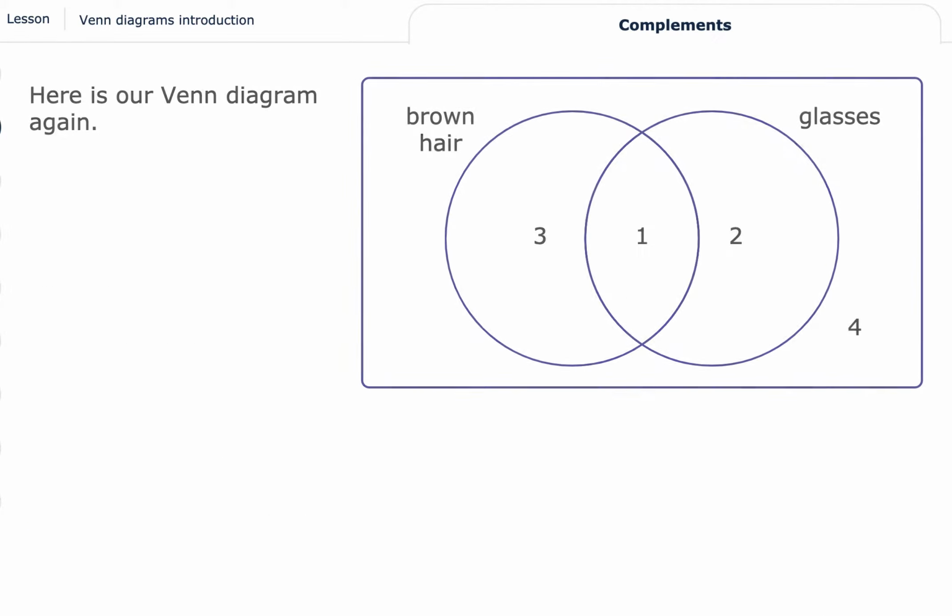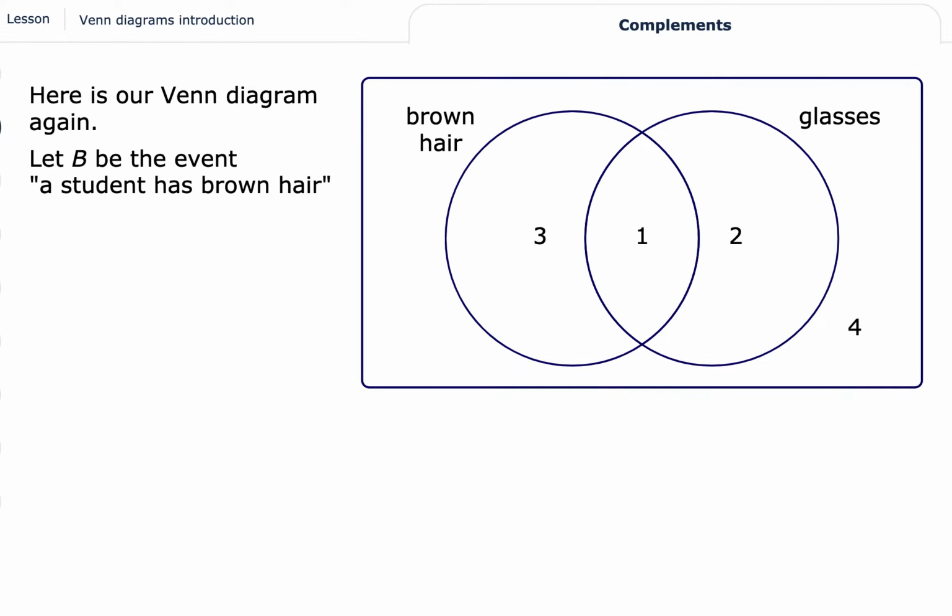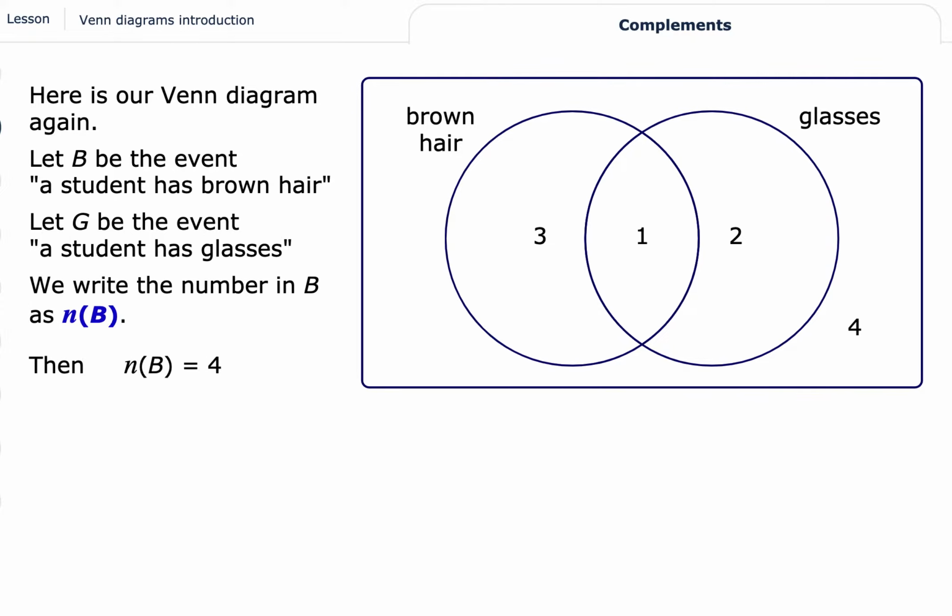So this is our Venn diagram again. Now we will start writing in set notation. Let B be the event a student has brown hair. We're not going to spell out the whole brown hair, we just label it B, and G for a student has glasses, so we take the first letter. Then we write n(B). N is the number of B, the number of brown hair. n(B) is 4, as we sorted earlier, and n(G) is 3.